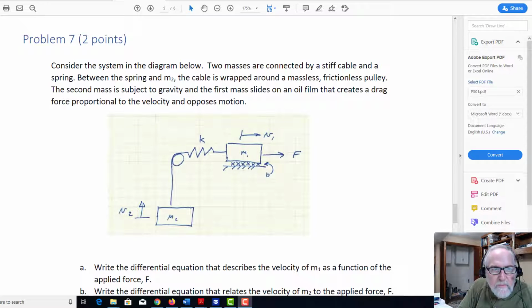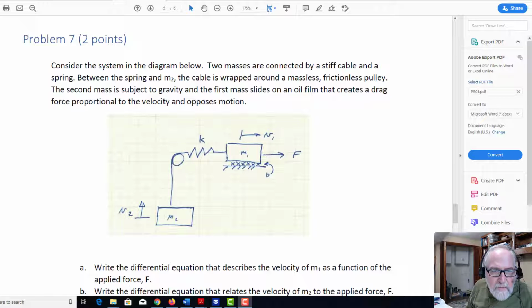Okay, so let's look at problem 7. This was one of the 2-pointers. Problems 7 and 8 were more difficult than the other problems. But this one in particular we pretty much did in class. The only difference between this and the one in class is the pulley and the cable and the force of gravity. But other than that, it looks exactly the same.